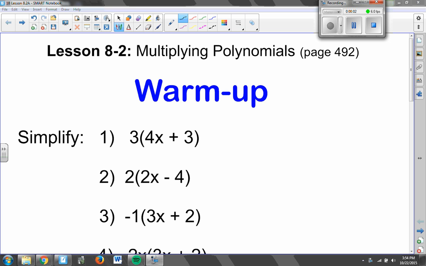All right, Algebra 1B students, welcome to part 1 of lesson 8.2. We're going to talk about multiplying some polynomials tonight. And we're going to start by just doing a quick review of the distributive property.